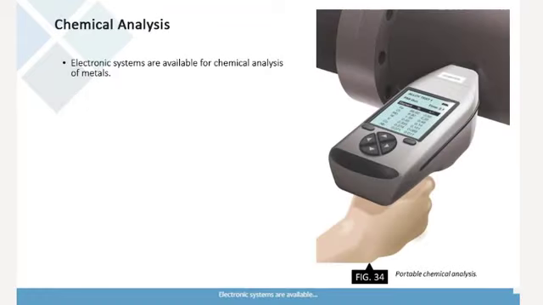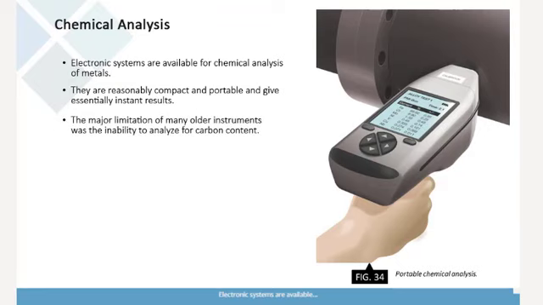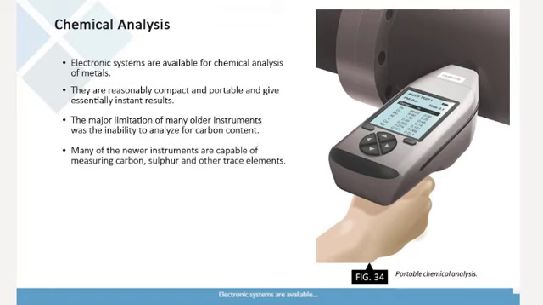Electronic systems are available for chemical analysis of metals. They are reasonably compact and portable and give essentially instant results. The major limitation of many older instruments was the inability to analyze for carbon content. Many of the newer instruments are capable of measuring carbon, sulfur and other trace elements.